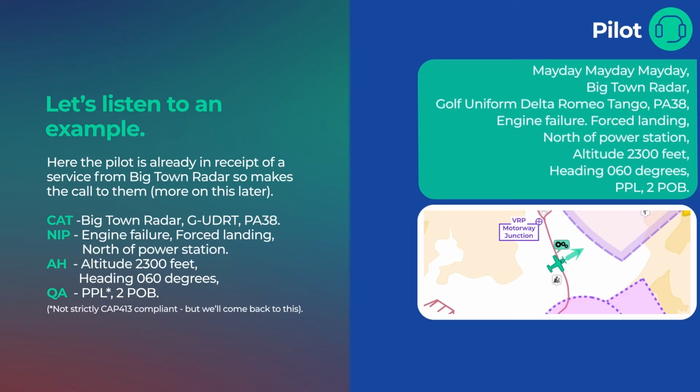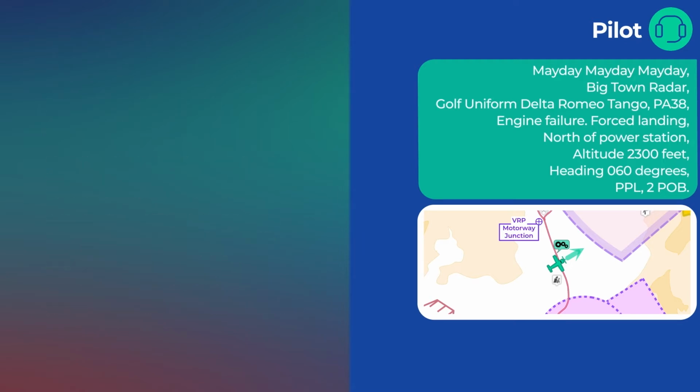Mayday Mayday Mayday, Big Town Radar, Golf Uniform Delta Romeo Tango, PA-38, engine failure, forced landing, north of power station, altitude 2,300 feet, heading 060 degrees, PPL, 2 POB.